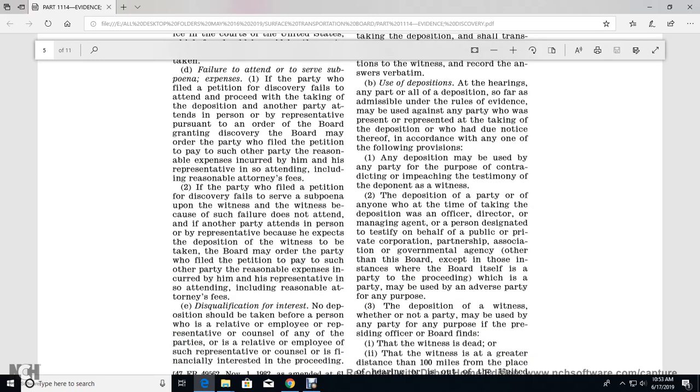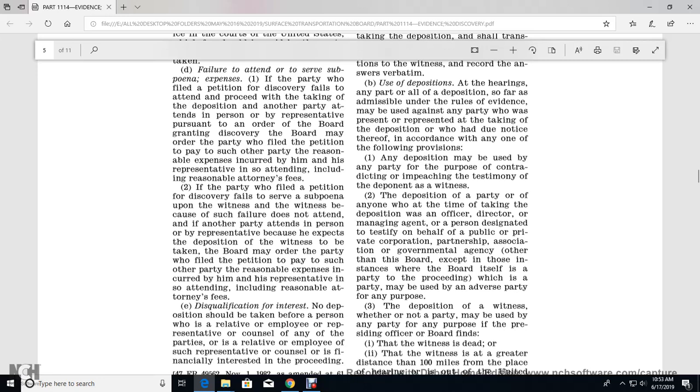If the party who filed the petition for discovery fails to serve the subpoena for the witness or witnesses, because of which the witness does not attend, and the other party attends in person or by representative because he expected the deposition of the witness to be taken, the board may order the party who filed the petition to pay to the other party the reasonable expenses incurred by him and his representative in attending, including reasonable attorney's fees.